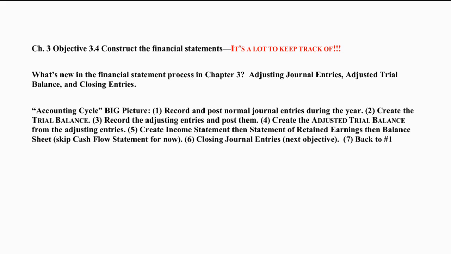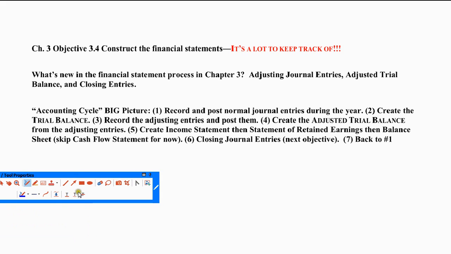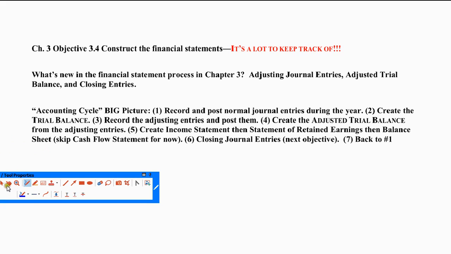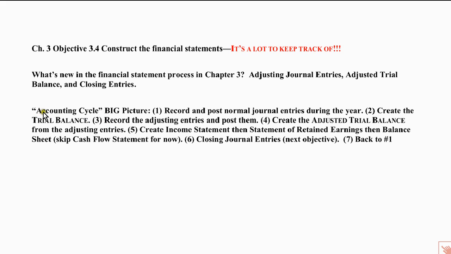So just big picture, we look at the whole process now in terms of what's changed, and I'm trying to get rid of my pen here. Stall. What do I got? Okay, I got a pointer. That's nice. It's called the accounting cycle.